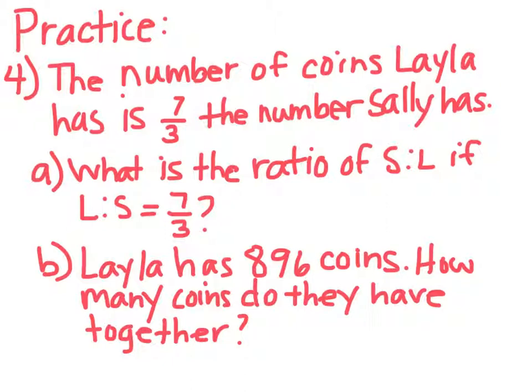The next part, part B, says Layla has 896 coins. How many coins do the 2 girls have together? The easiest thing to do here will be to draw a bar model where you set the number of units of coins Layla has, 7, as equal to 896, and then solve for the total number of coins from there. Press pause while you work. Don't worry if you get stuck. We'll do these together tomorrow as well.